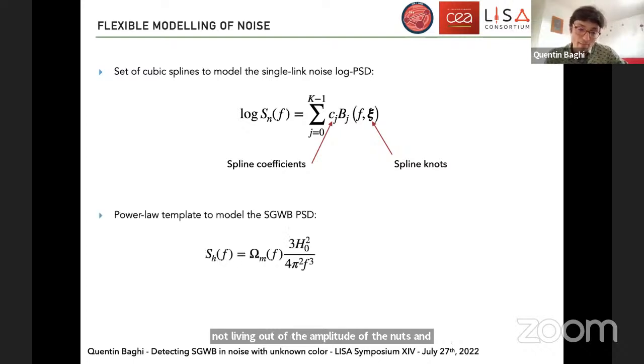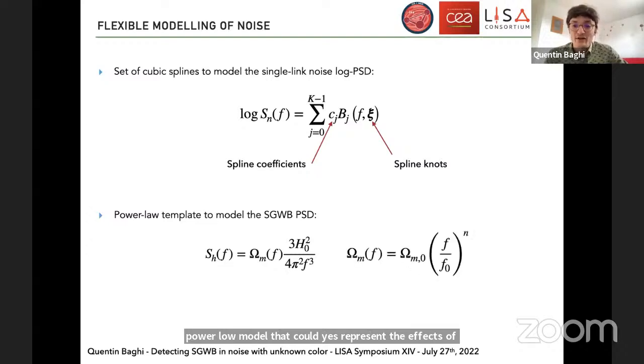And regarding the power spectral density of the gravitational wave background, this is a simple power law model that could represent the effect of cosmic strings, for example, where you have only 2 parameters, the energy density and the power law index.